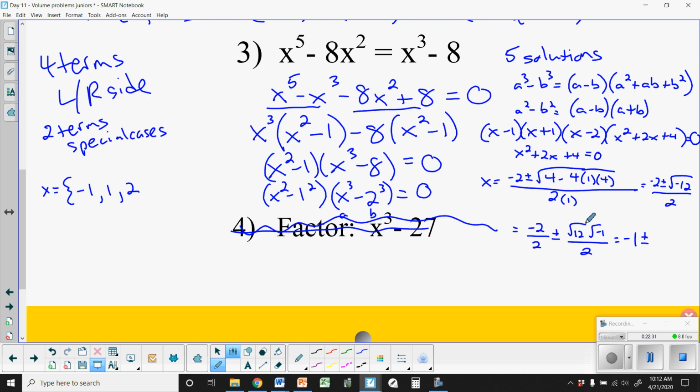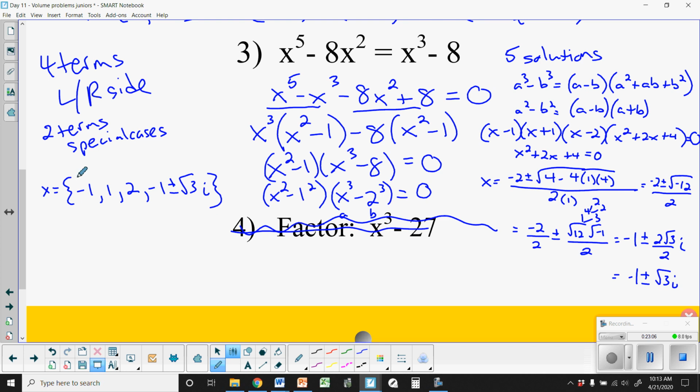Square root of 12, 4 and 3, 2 and 2. So we have 2 square root of 3, i, next to the fraction, over 2. Oh, looks like these 2's are going to simplify. So in our final answer, we have -1 plus or minus square root of 3 times i. Remember, the i is outside of the square root. So let's look at this here. So we have -1 plus or minus square root of 3 i.